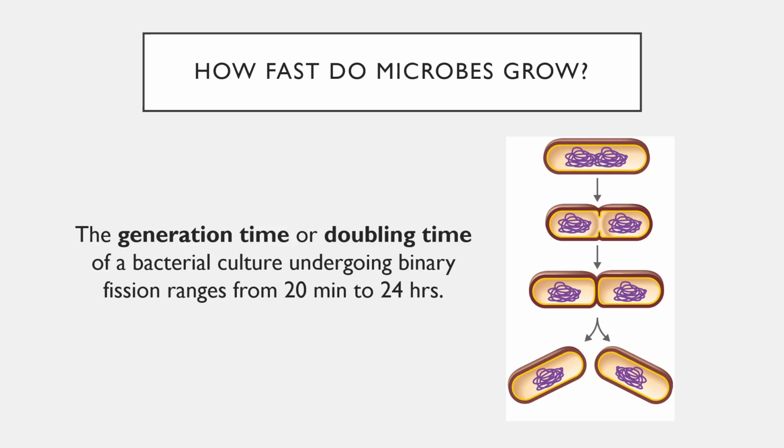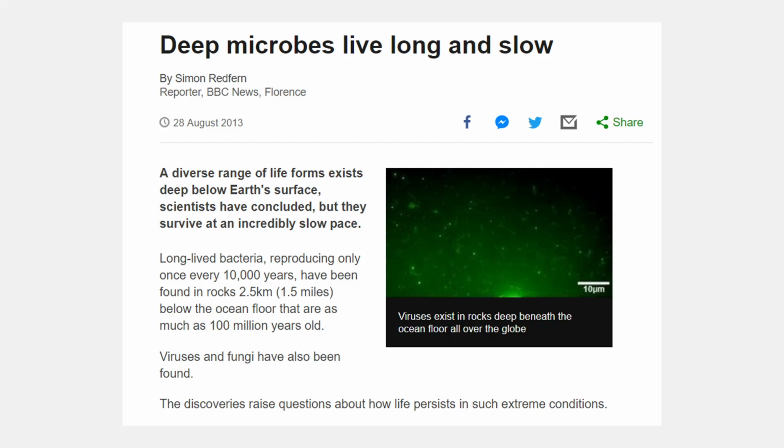E. coli is one of the faster doubling time microbes. Its doubling time is on the order of 20 minutes, but these are for some of the more typical microbes that we encounter in our daily lives. There are also known species of microbes that take much longer to double. For example, there is a species of bacteria at the bottom of the ocean that fossil evidence indicates only reproduces once every 10,000 years. So the 20 minutes to 24 hours is a rough guideline that mostly applies to microbes that we encounter in our everyday lives.